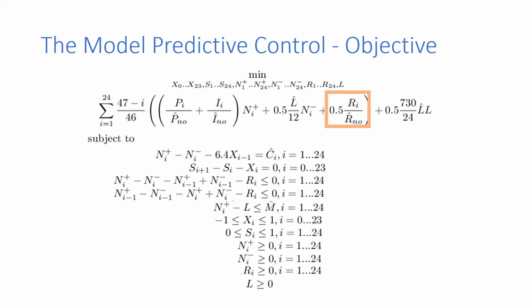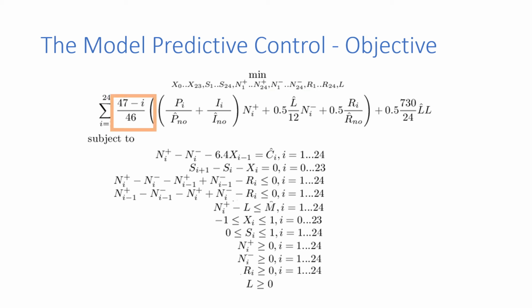The fourth part of the objective is maximizing the load factor, and this can be achieved by maximizing the average net electricity consumption, or in other terms, minimizing the negative part of the net consumption, and by minimizing the maximum net consumption, or in other terms, minimizing the slack L between the maximum net consumption M hat and the positive part of the net consumption n plus i.